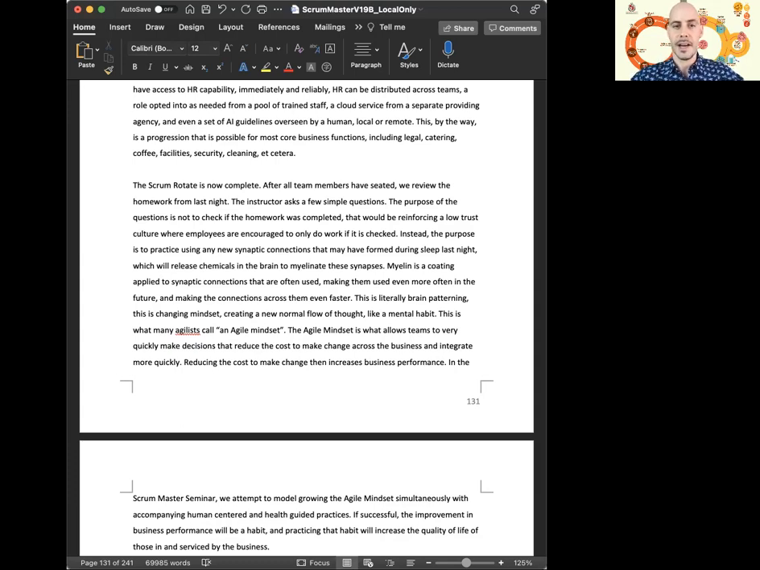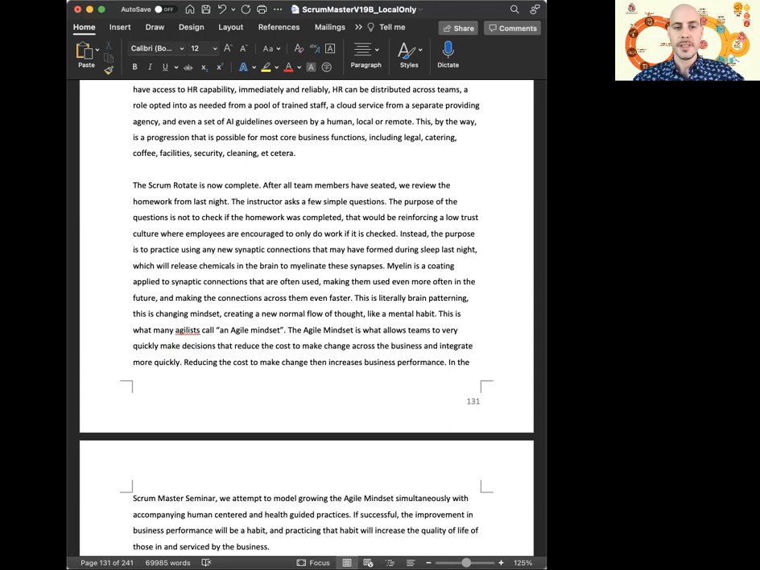The Scrum Rotate is now complete. After all team members have seated, we review the homework from last night. The instructor asks a few simple questions. The purpose of the questions is not to check if the homework was completed. That would be reinforcing a low trust culture where employees are encouraged to only do work if it is checked.